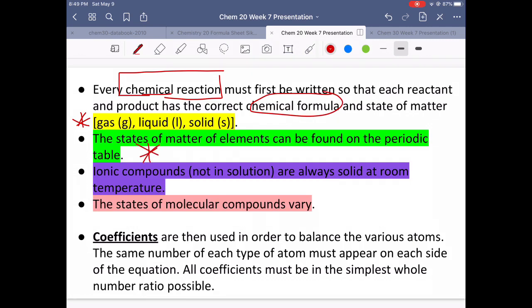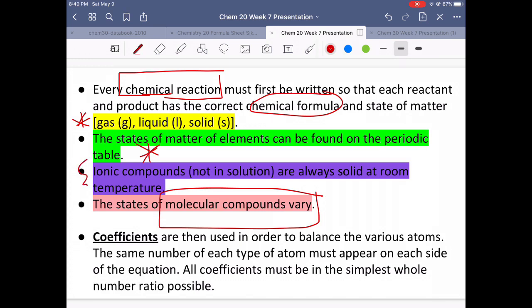When you're dealing with molecular compounds, it really varies. Some of them are familiar to you, like take carbon dioxide. You should know that's a gas at room temperature. Take, for example, glucose, sugar, C6H12O6. Well, it's a solid. Of course it is, a sugar. Take water. Water is a liquid at room temperature. So I would expect you to know those ones, guys.